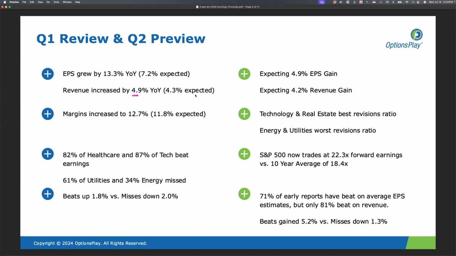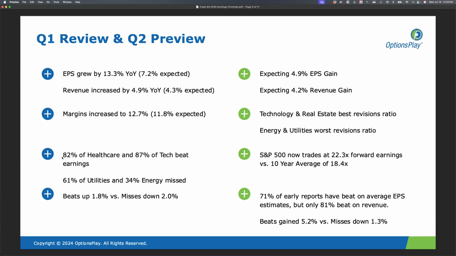On the revenue growth side, we ended up getting about a 4.9% year over year increase versus the 4.3% that we were expecting. So that's also a pretty significant uptick in revenue, and that's a strong result to see. Both top and bottom line beat estimates by a pretty strong percentage at the end of the quarter. Margins also increased, to 12.7% when the market was expecting just under 12%. So that was a really strong showing from S&P 500 companies in terms of profitability.